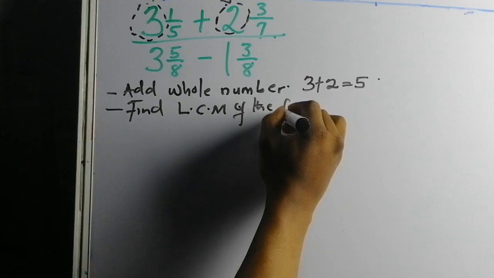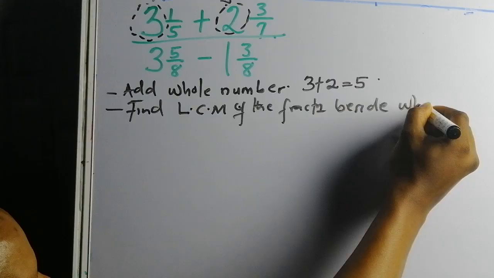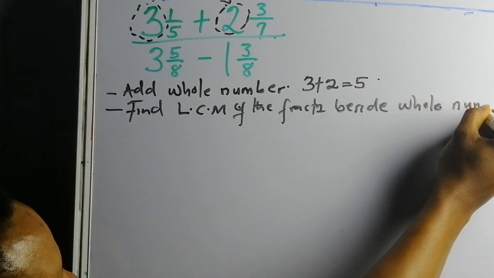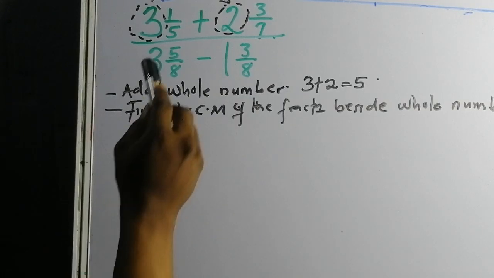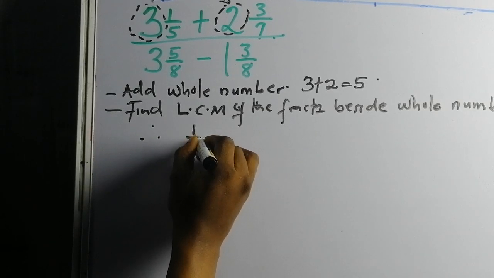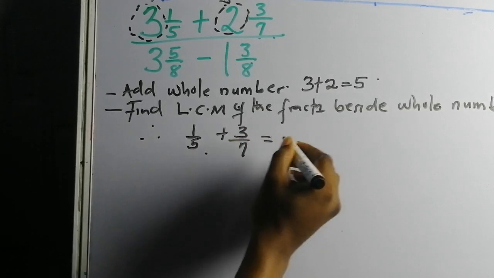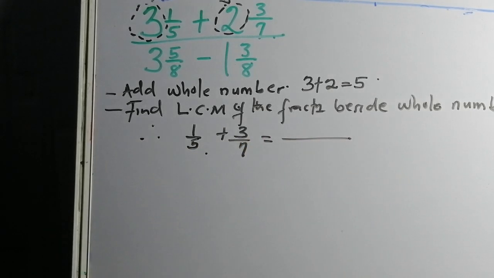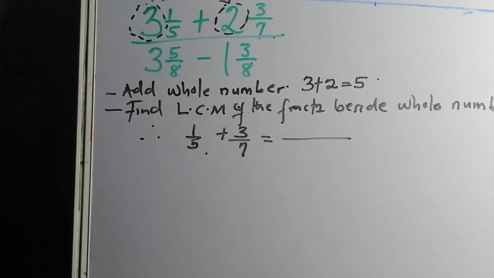Find the LCM of the fractions beside the whole numbers. So what is the fraction beside 3? It is 1 over 5, plus 3 over 7. So what's the LCM here? 7 and 5. What is the value that 5 can go into and 7 can go into? Let's say, can we say 35? Yes, I think it's 35 that we can use.